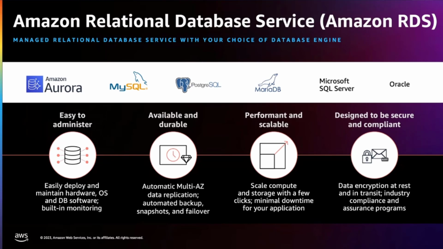They're available and durable with automatic multi-AZ options and features like Amazon Aurora Global Database that let you manage your workloads across multiple regions. Amazon RDS is performant and scalable. It's very easy to scale up storage and scale up compute with a few clicks. And it's designed to be secure and compliant with the ability to encrypt your databases using Amazon KMS and be able to encrypt data in transit and at rest.